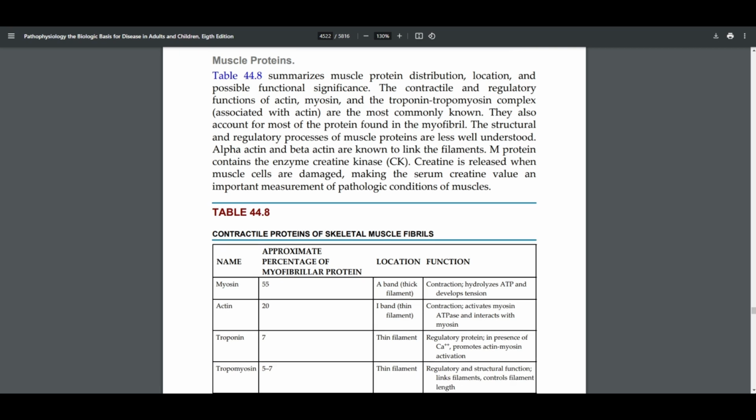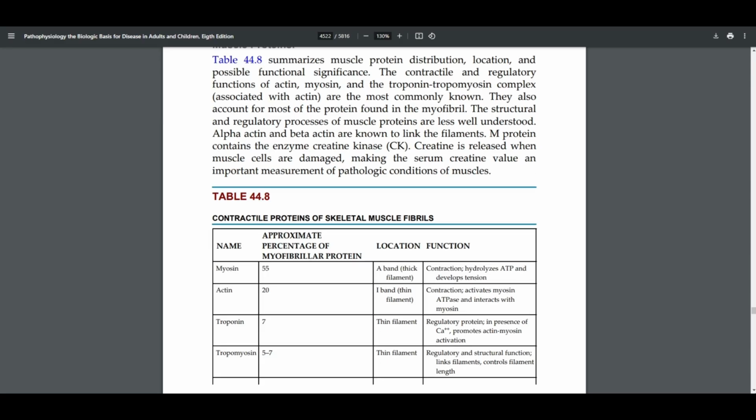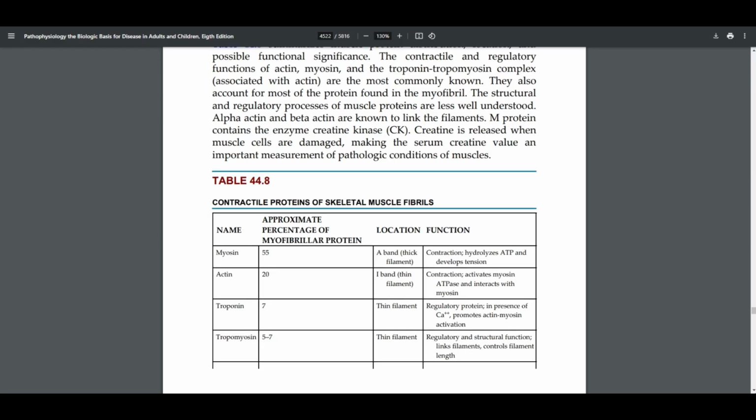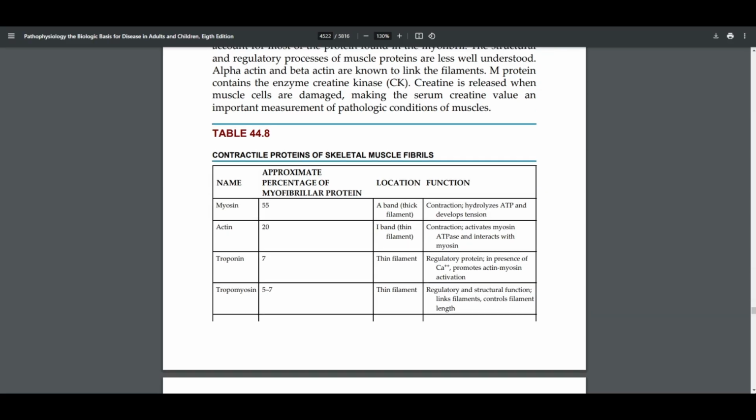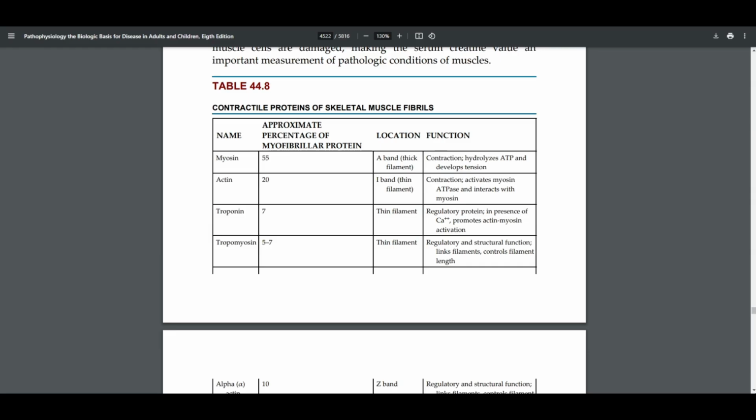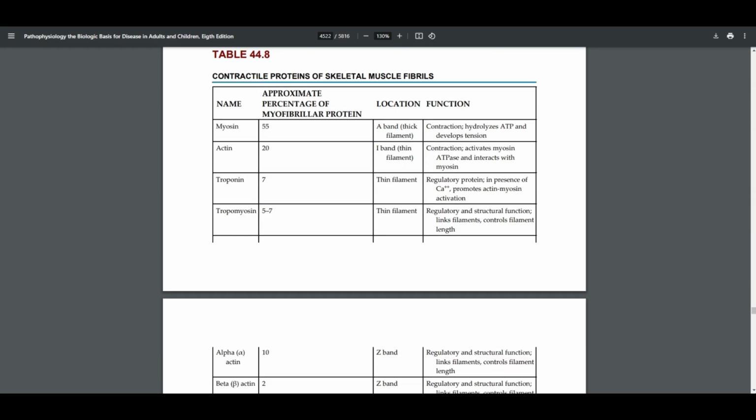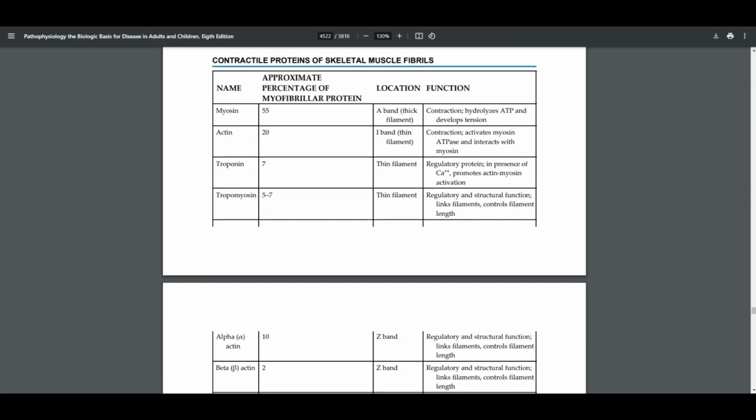Alpha-actinin and beta-actinin are known to link the filaments. M protein contains the enzyme creatine kinase. Creatine kinase is released when muscle cells are damaged, making the serum creatine kinase value an important measurement of pathologic conditions of muscles. So here you see the contractile proteins of the skeletal muscles.